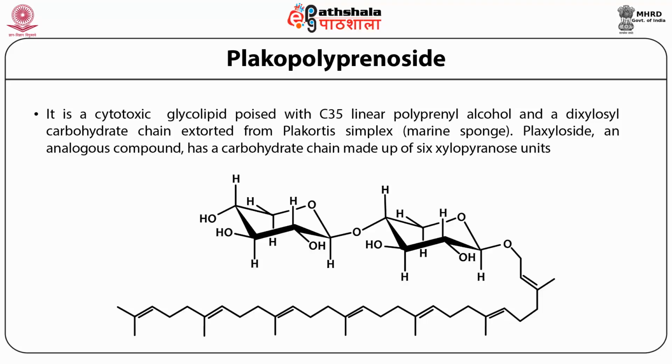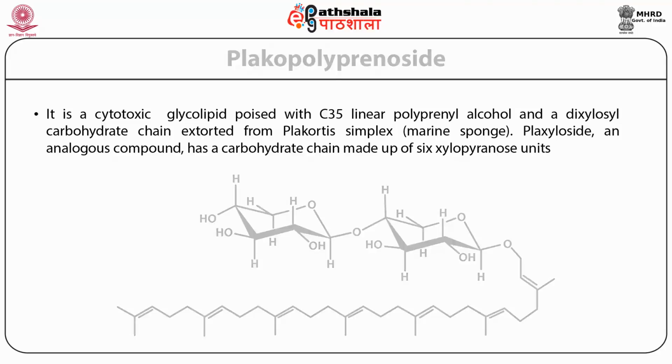which has been extracted from Placortis simplex, which is a marine sponge. Plakoside, which is an analogous compound of placopolyprenoside, has a carbohydrate chain made up of 6 xylopyranose units as shown in the figure.